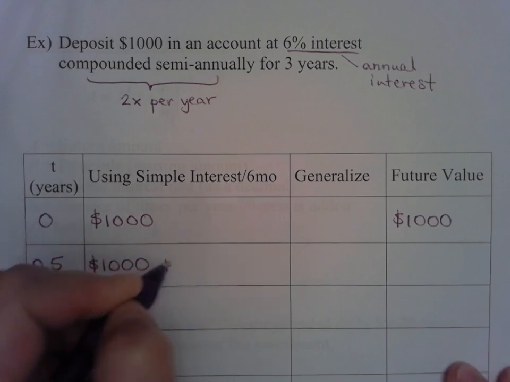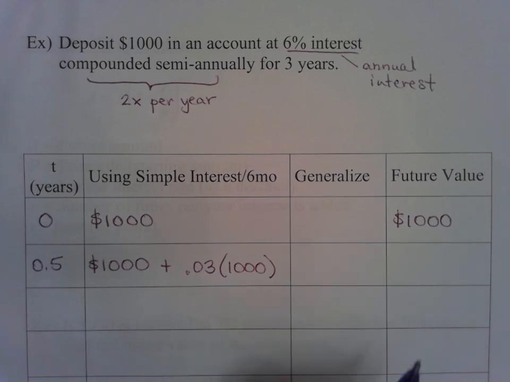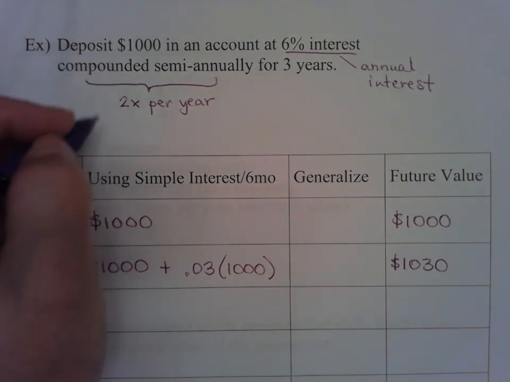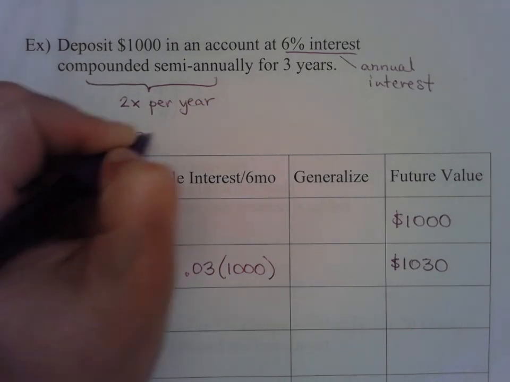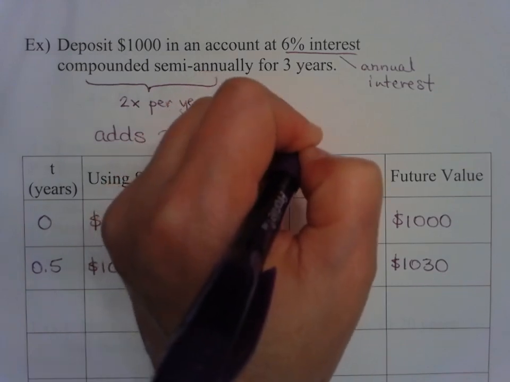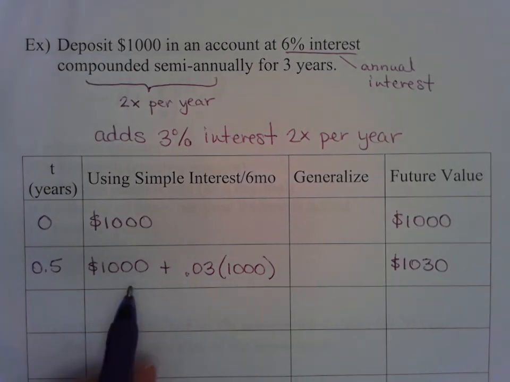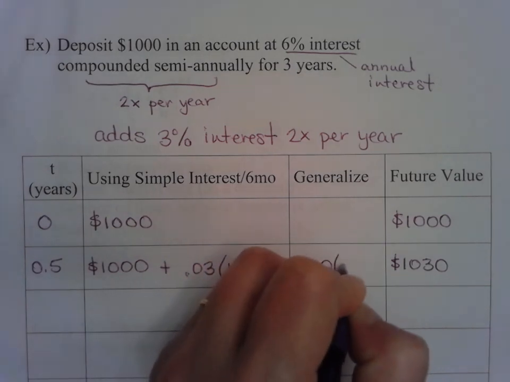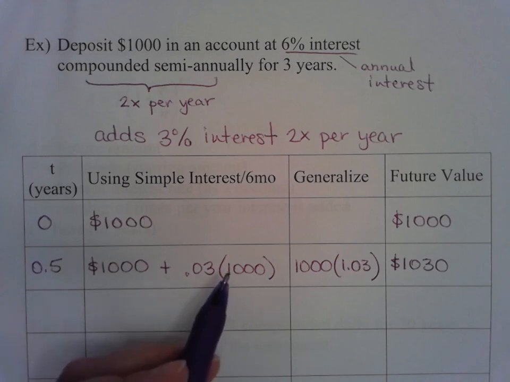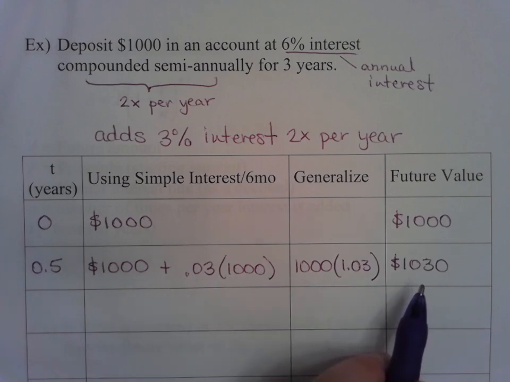So since I'm doing it 2 times per year, 6% divided by 2, I earn 3% each time now. So I have my $1,000, 3% as a decimal. If we calculated that out, we get $1,030. Maybe we should say, okay, this adds 3% interest 2 times per year. And I can do that same sort of factoring if I factored out the 1,000. I have the 1, like we said earlier, represents the principal or the money I currently have. And then the 0.03 that I see here is going to also add in the interest and give me the total accumulated amount, principal plus interest together.